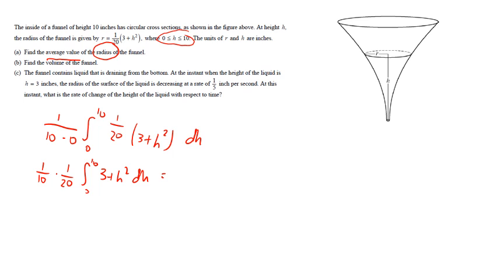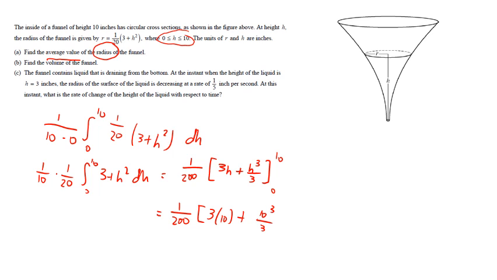Okay, so this is by hand, so I have to be able to do this by hand. This is going to be 1 over 200. The antiderivative of 3 plus h squared is going to be 3h plus h cubed over 3, evaluated from 0 to 10. So this is going to be 1 over 200 multiplied by 3 times 10 plus 10 cubed over 3. And then notice when I subtract and plug in my lower bound, I get nothing. Okay, so it is perfectly fine for you to leave the final answer in this form. And I would definitely suggest doing that.